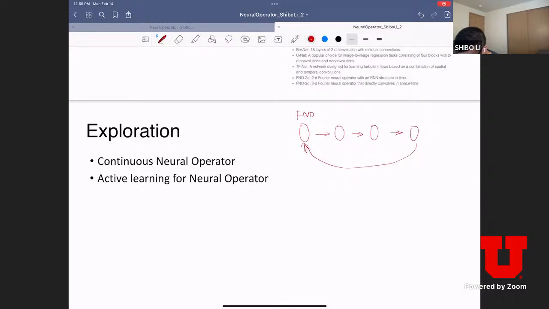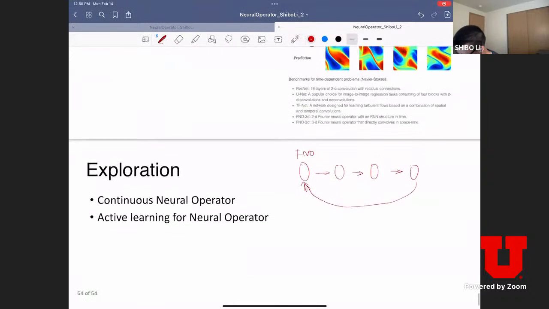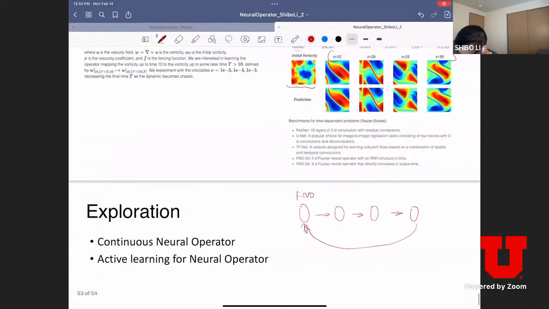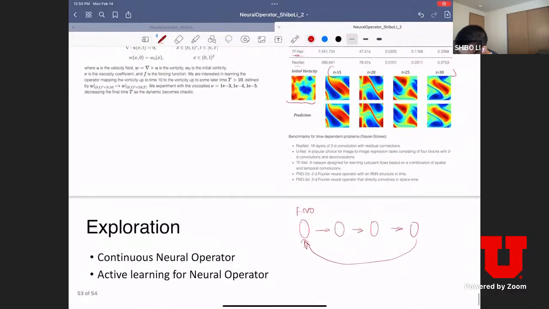Another random thought is, how do we quantify the uncertainties of this neural operator? For example, given this viscosity, how do we model a probability distribution over this function space, so that we will know which initial vorticity or input function gives the most entropy, for example. Then we can pick it, actively casting the neural operator into the general active learning framework. And I think that's all I have for today.